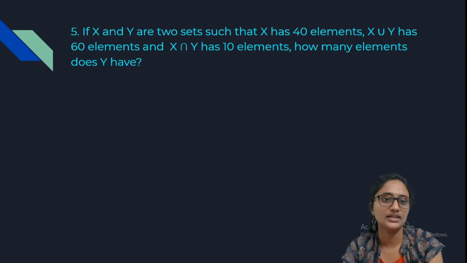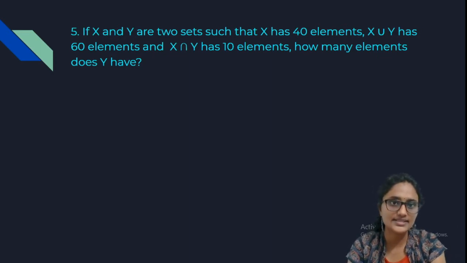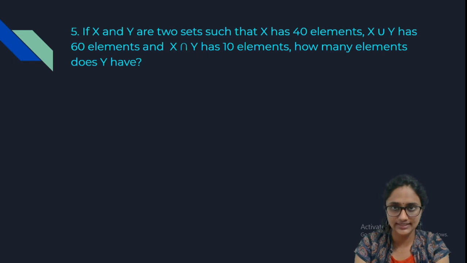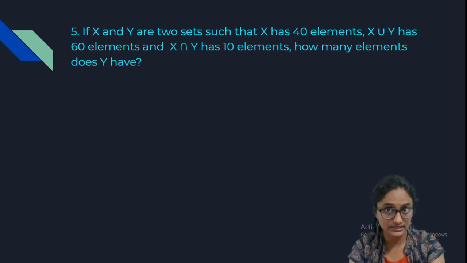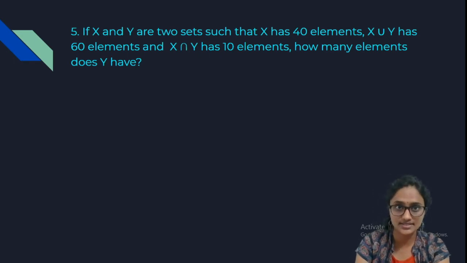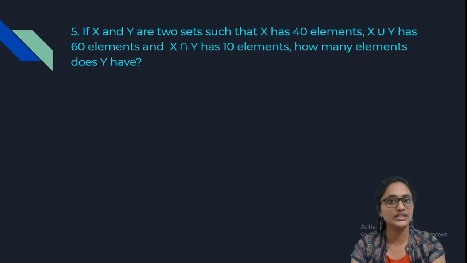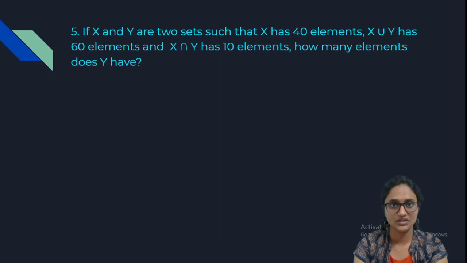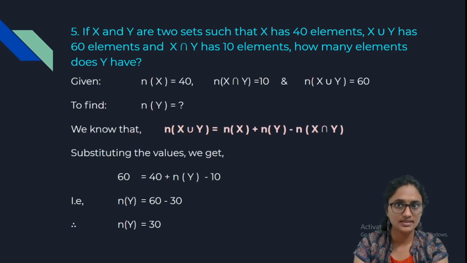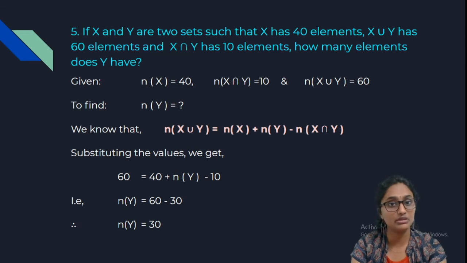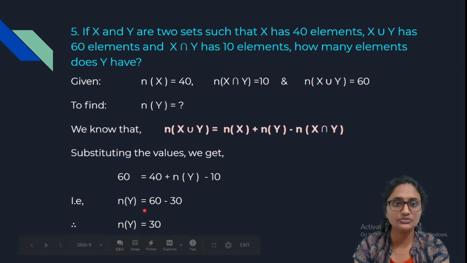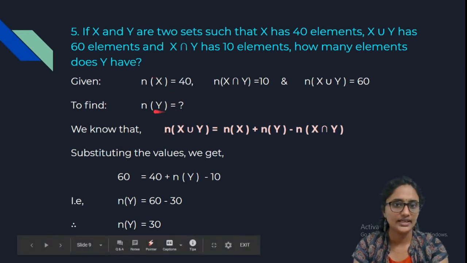Next problem. If X and Y are two sets such that X has 40 elements, X union Y has 60 elements, and X intersection Y has 10 elements, how many elements does Y have? So here we are given the number of elements in X, the number of elements in X union Y, and also the number of elements in X intersection Y. We need to find n of Y, the number of elements in Y.